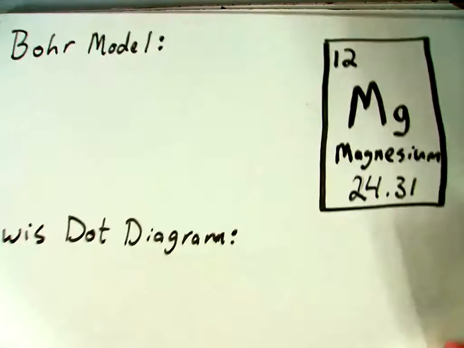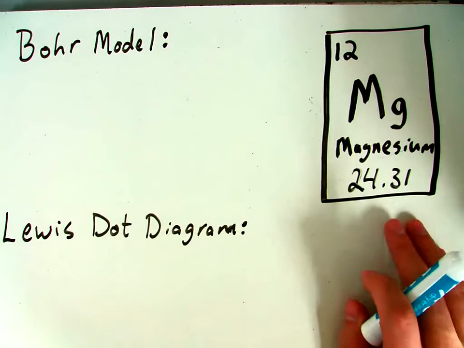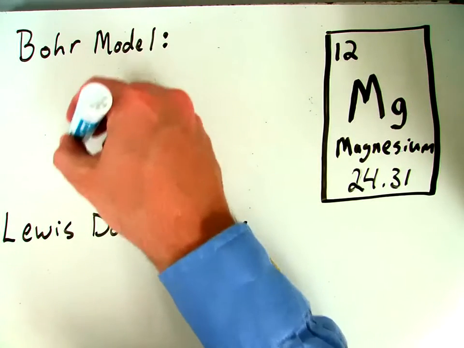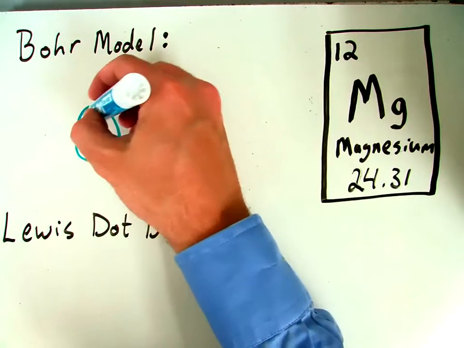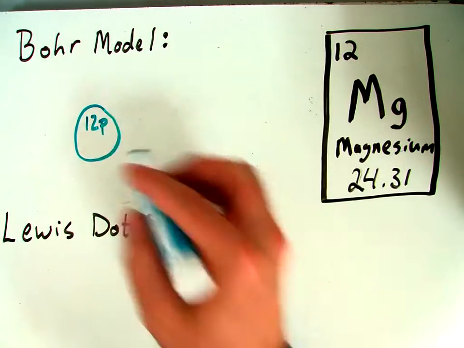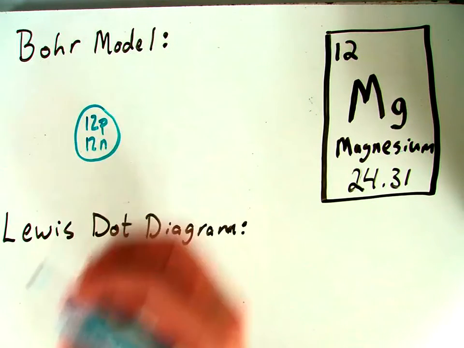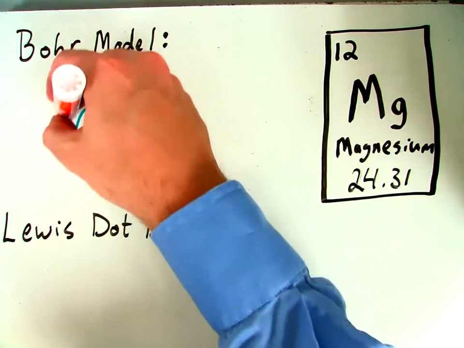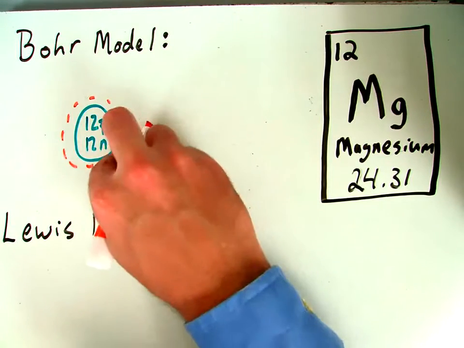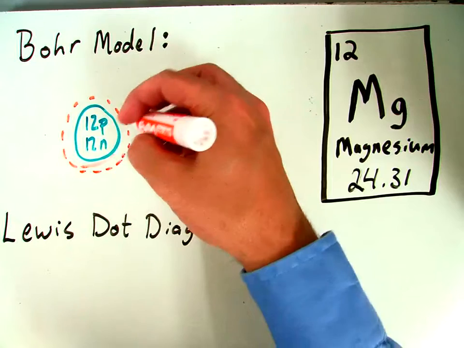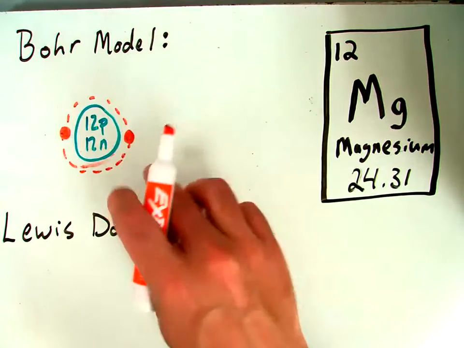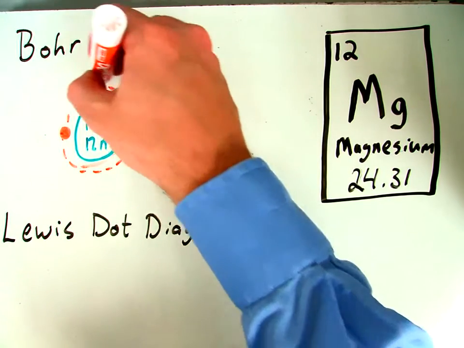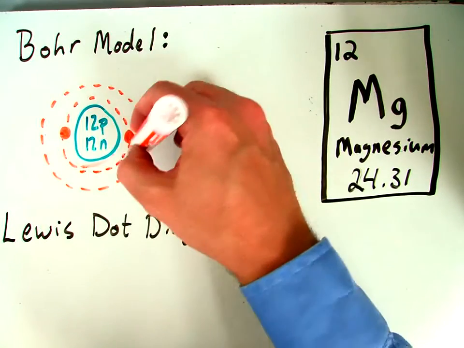If we do magnesium, magnesium is in the same group as beryllium, just one period down. The Bohr model is going to look very similar. So we're going to do 12 protons. 24 minus 12 is going to be 12 neutrons. My first orbit, that orbit's kind of touching the nucleus. Gross. You don't want that to happen. So the first one is going to get 2. The second one, like we said before, fills up with 8.